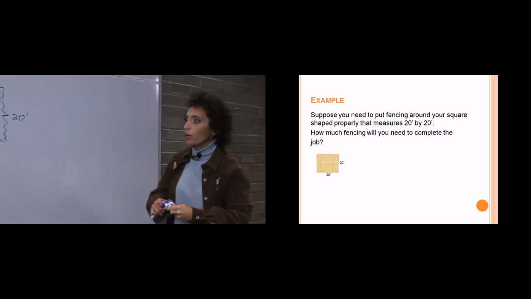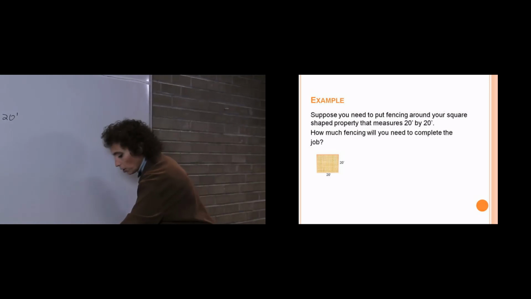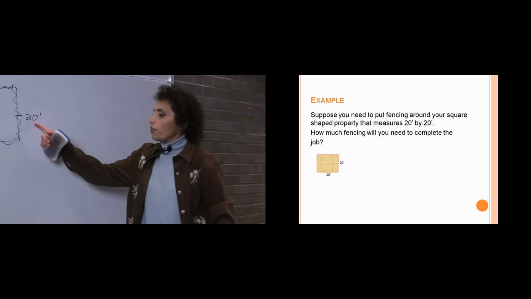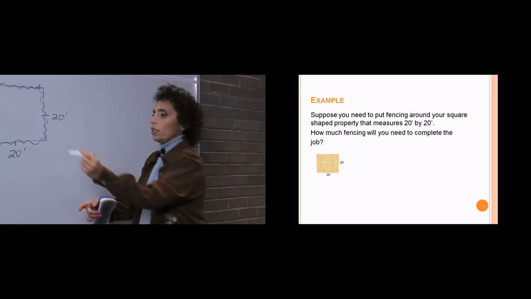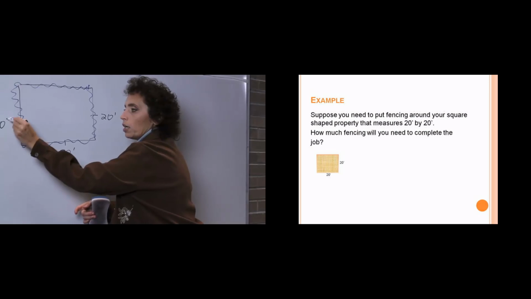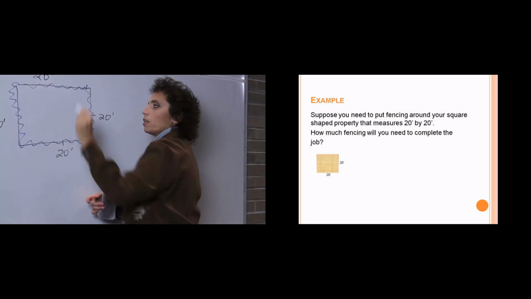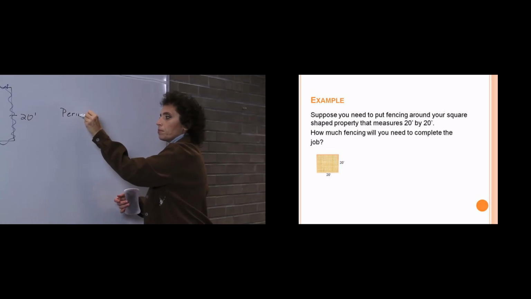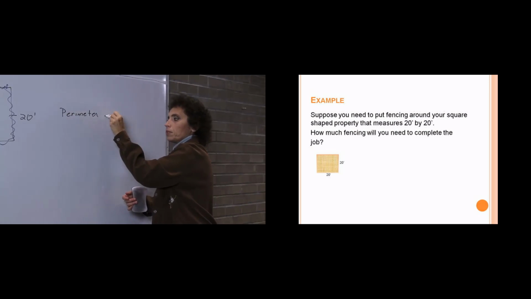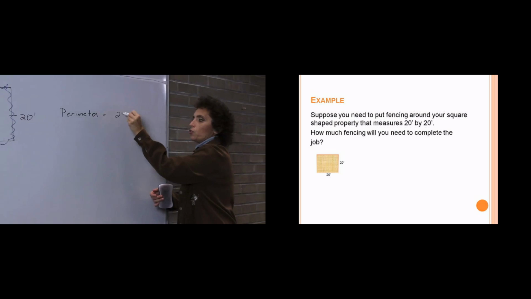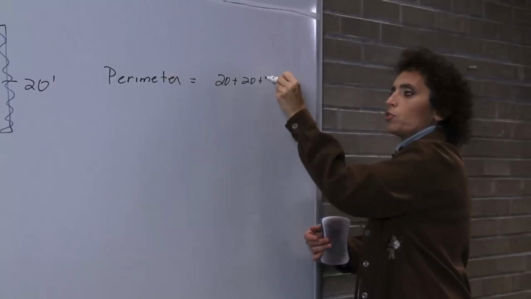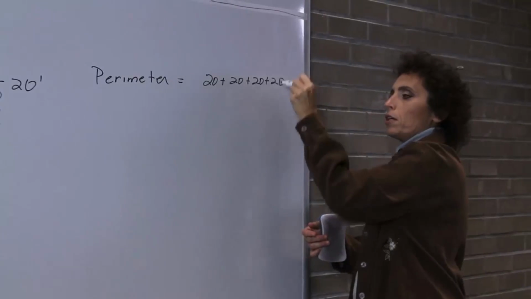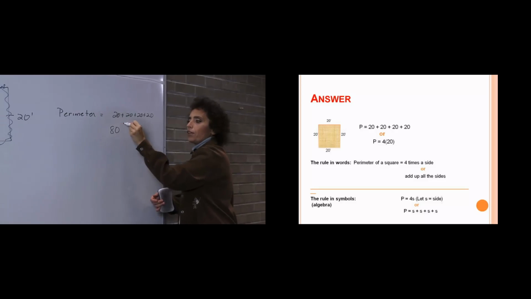Well, notice that I really do know everything I need to know here, because I know that this side is 20, this side is 20, this side is also 20, and so is this side. So to get my perimeter, I'm going to add 20 plus 20 plus 20 plus 20, which is 80 feet.